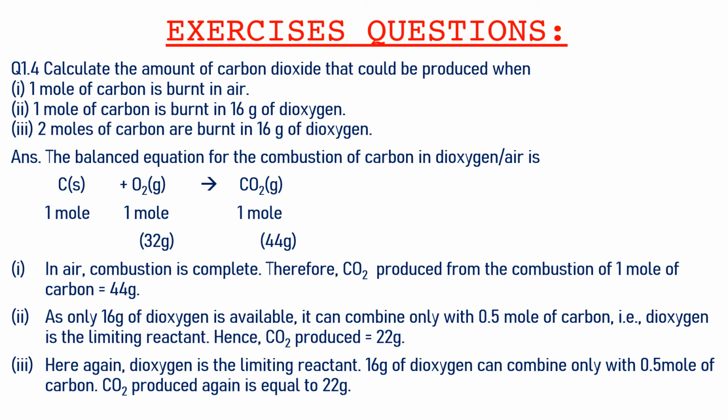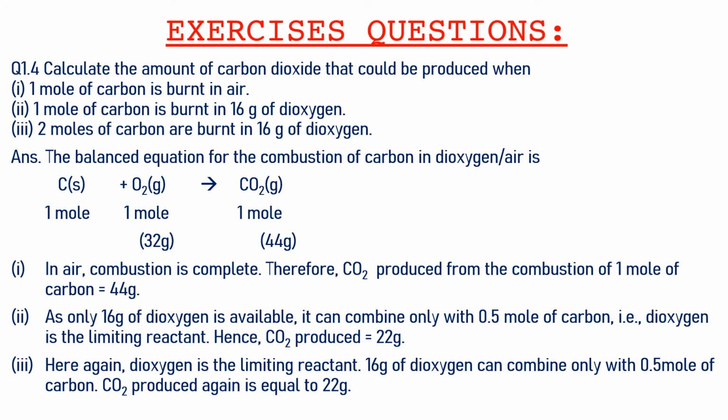Now the second one, 1 mole of carbon is burnt in 16 grams of dioxygen. As we know that only 16 grams of dioxygen is available, it can combine with only 0.5 mole of carbon. That is, dioxygen is here the limiting reactant or limiting reagent. Hence carbon dioxide produced will be 22 grams.